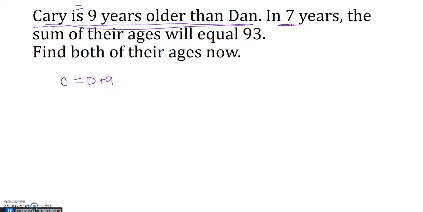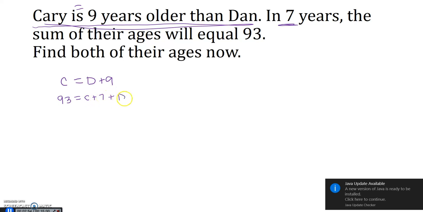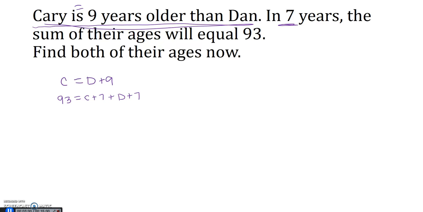In 7 years, the sum of their ages will be 93. Which means that I can create a second equation by saying 93 equals the sum of their ages 7 years from now. So 7 years from now, Carrie will be 7 years older, and Dan will also be older. And we can simplify this equation a little bit. 93 equals C plus D plus 14.